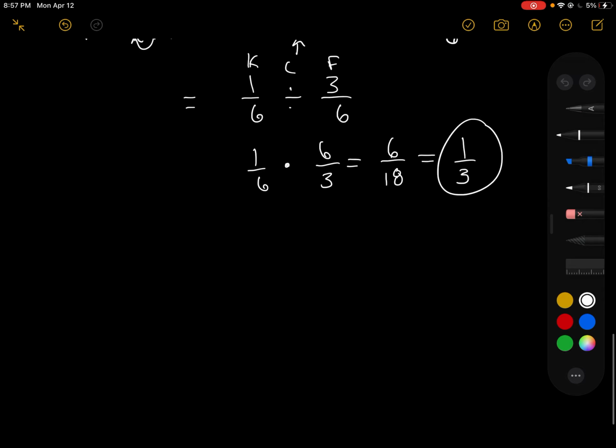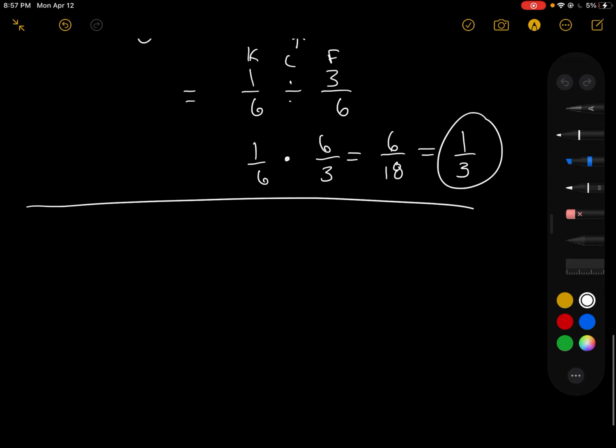So again, the first thing we need to do is set up everything that we know. And once we've set that up, step 2 is to plug into the formula that we know. So let's keep going. Some more examples.